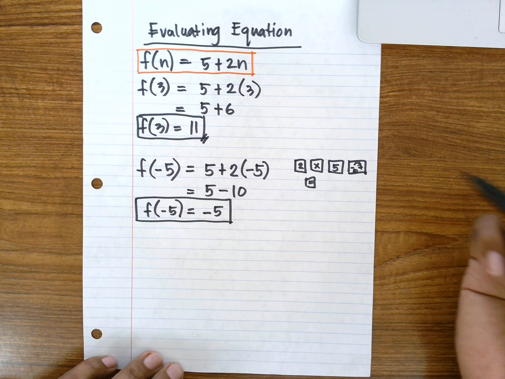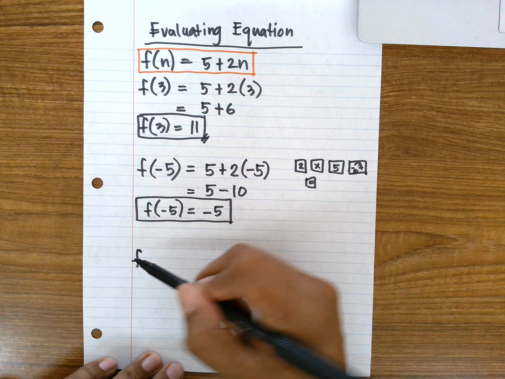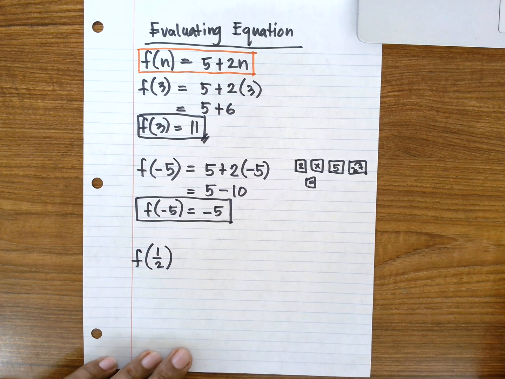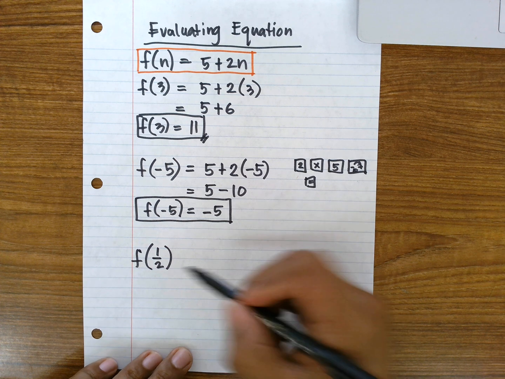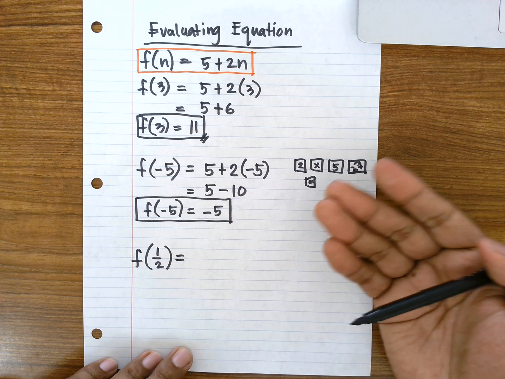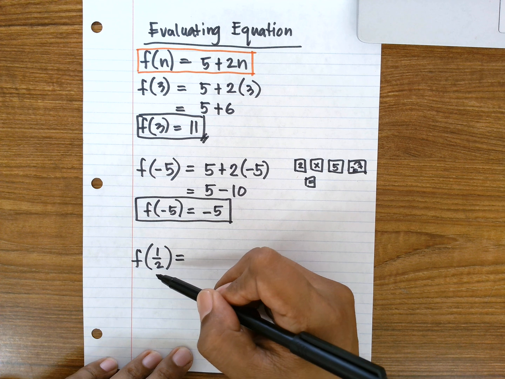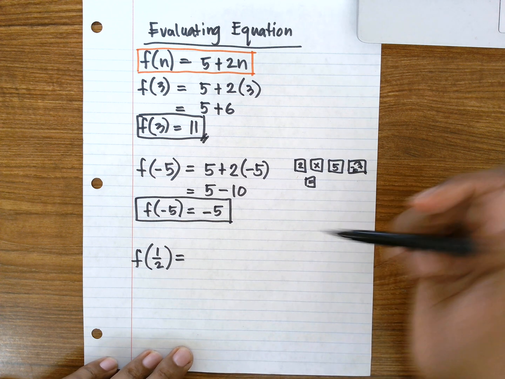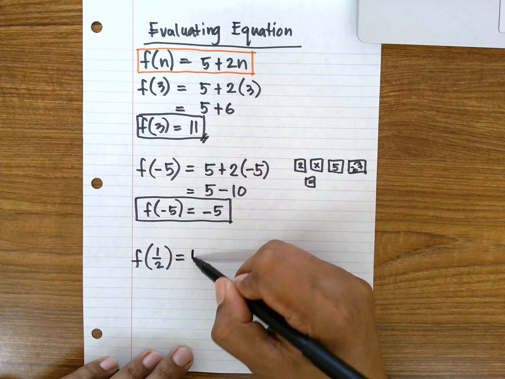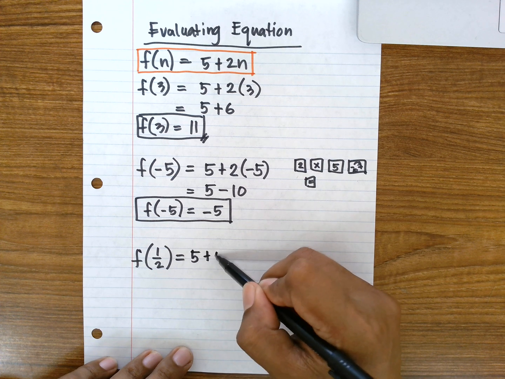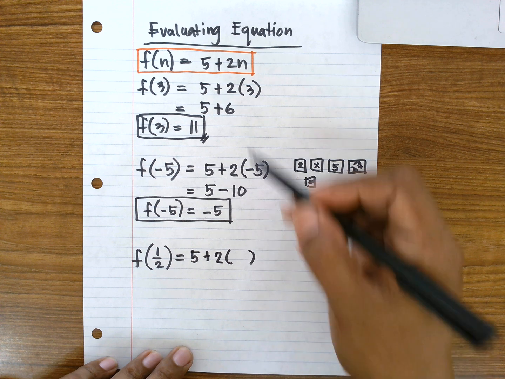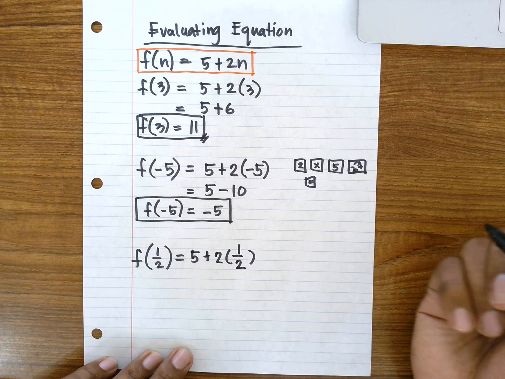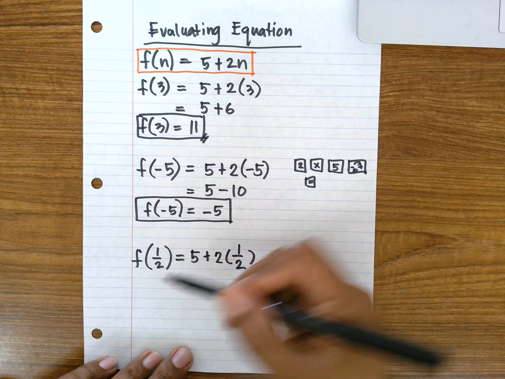So let me give you another one. What if we have a fraction? So what is f of 1/2? Okay, so f of 1/2, it's the same process. Don't focus on the fraction, just focus on how you are going to get the process. Just write here the equation, that is 5 plus 2 times, and instead of writing n, you just have to write 1/2, because that is the value of our n.